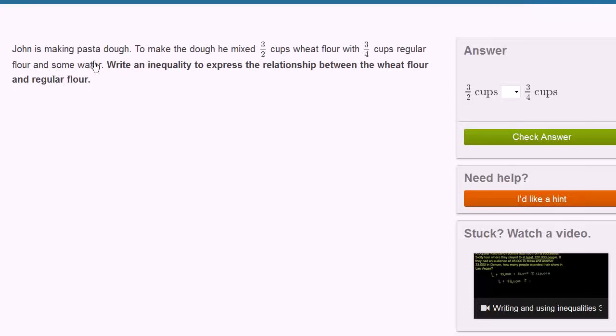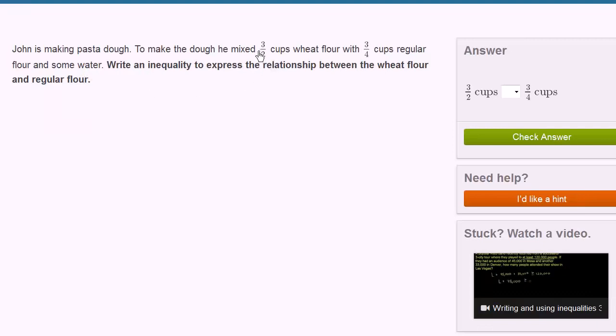John is making pasta dough. To make the dough, he mixed 3/2 cups wheat flour with 3/4 cups regular flour and some water. Write an inequality to express the relationship between the wheat flour and the regular flour.